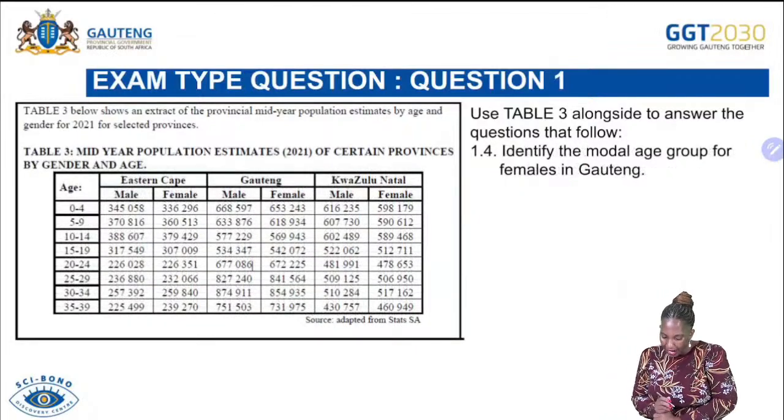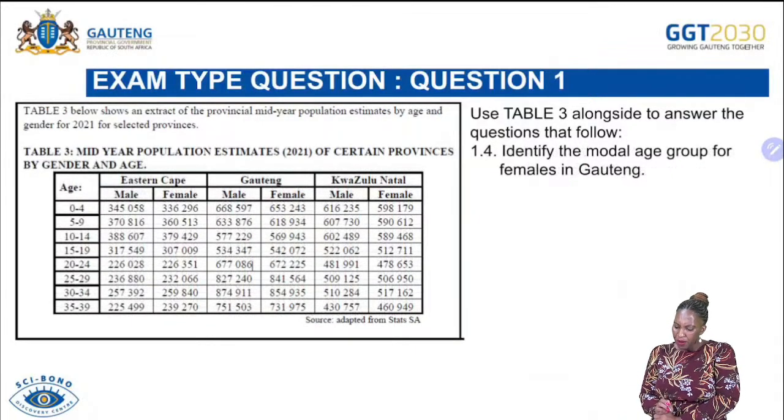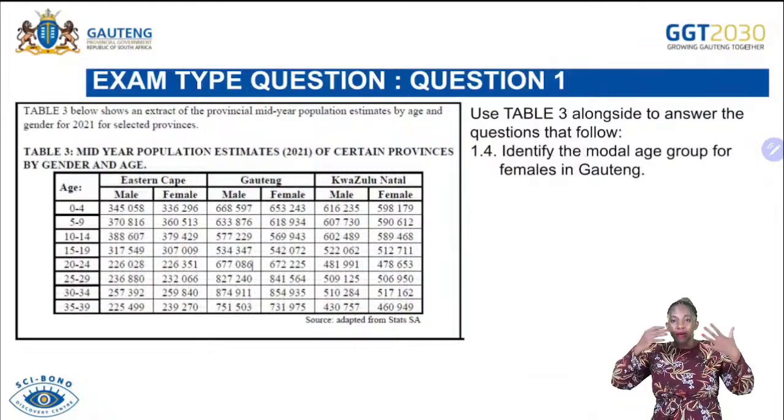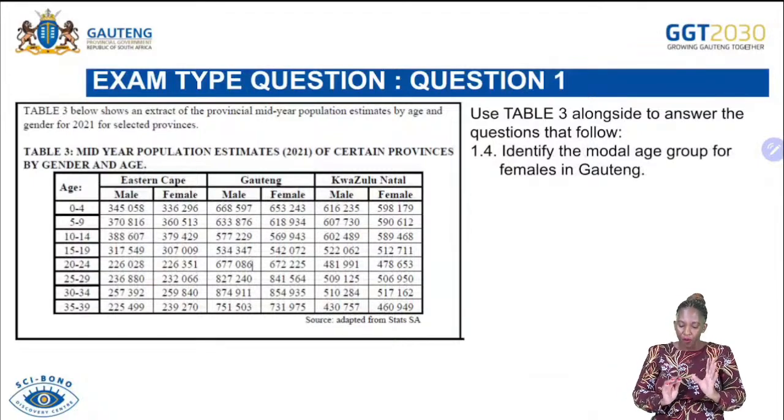Now let's do this one. Identify the modal age group for females in Gauteng. Now, the modal age group is the number that appears the most. Now, when you look at this information, there's no number that is repeating itself.